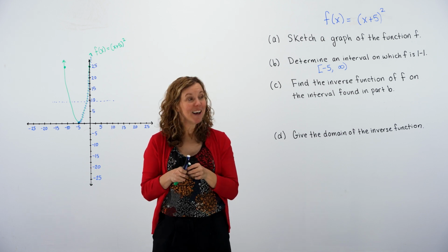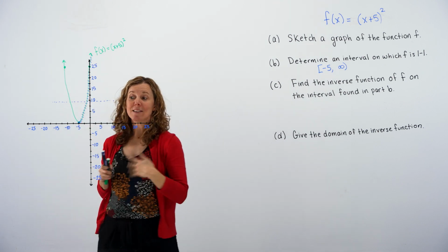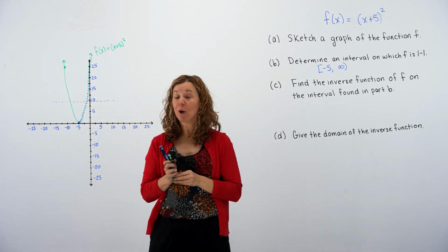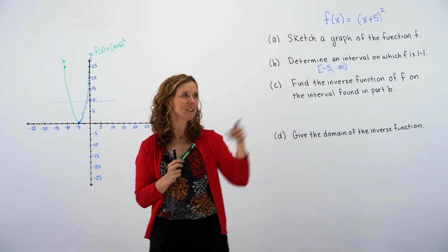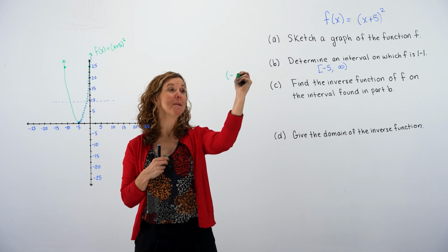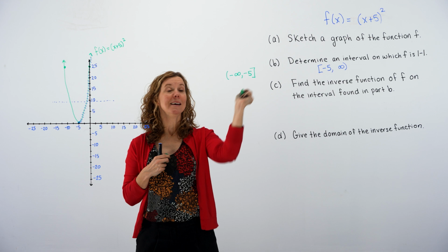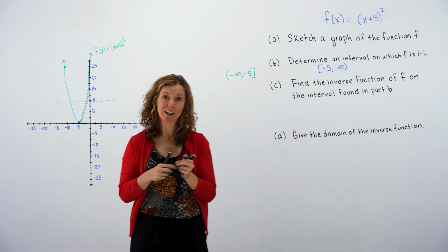It's possible that you were thinking of taking the other part of our graph. And so I do want to note that it would have been okay here. We'll stick with this one. But if you were thinking perhaps that you could have chosen the interval from negative infinity to negative 5, that absolutely would have worked here as well.